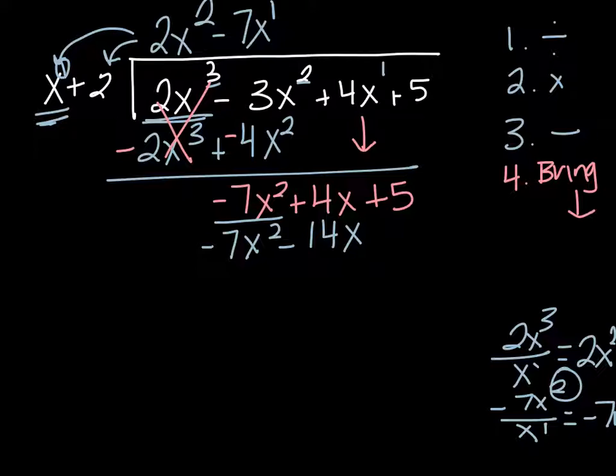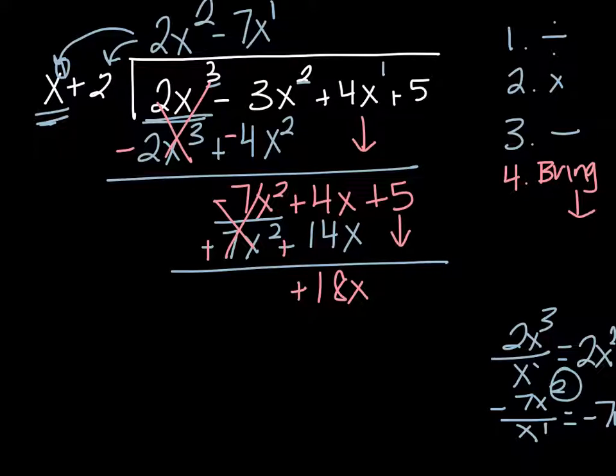Next step, step 3, I'm going to subtract. What it means to subtract is change the sign. Those will cancel, and I'm left with a plus 18x. Last step is to bring down. I'm going to go one more time, because the only time I can stop is when this term is bigger than this term. Right now it's still equal. I still have an x on each.